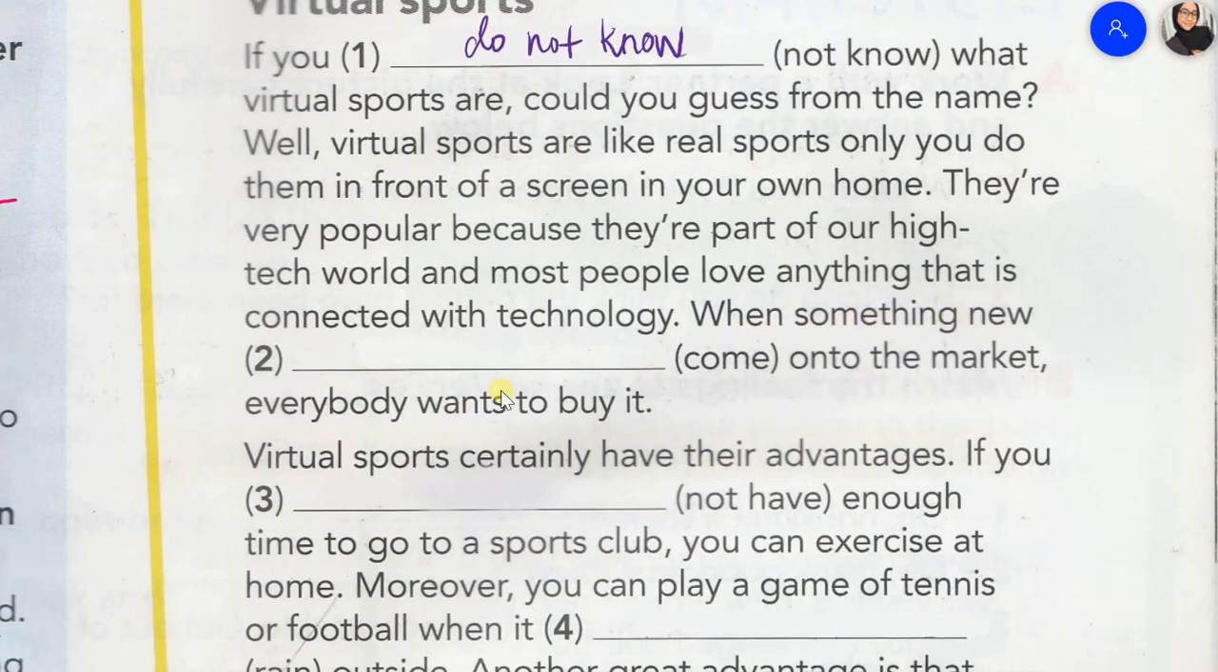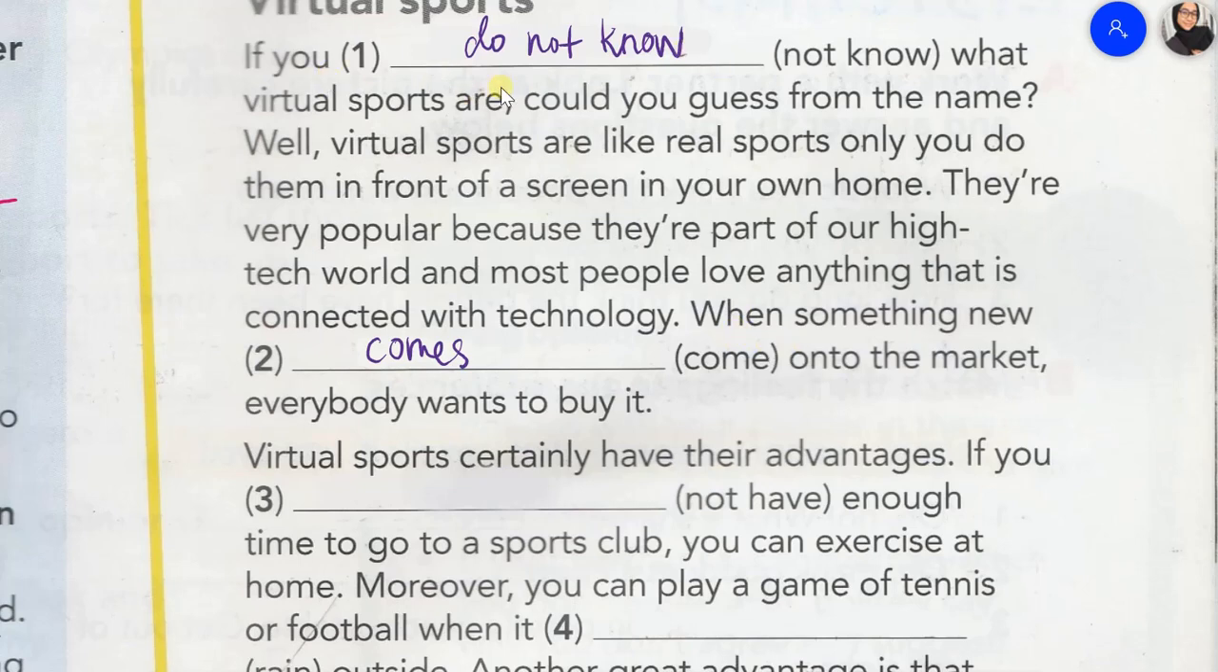When something new comes onto the market, everybody wants to buy it. So what is the simple present form of the verb come? When something new comes onto the market, everybody wants to buy it. So this is a zero conditional sentence because it starts with when. Only zero conditional, the if can be substituted into when.